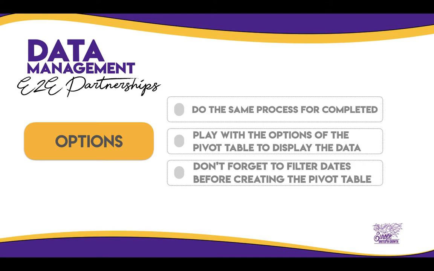So of course we need to do the same process for completed. Remember filtering the date complete and then put that in values count date complete. Again, you can play with the options to display data in the pivot table. And please don't forget to filter the dates before creating the pivot table. This is the only thing you need to filter before creating the pivot table. Of course, you can also filter already product if you just want to see one product, or you can filter a lot of things, but for sure date, periods of time, needs to be filtered before.